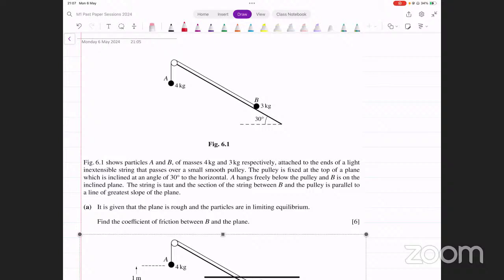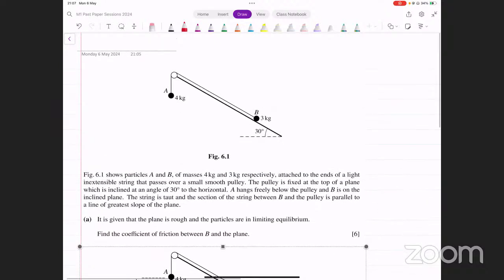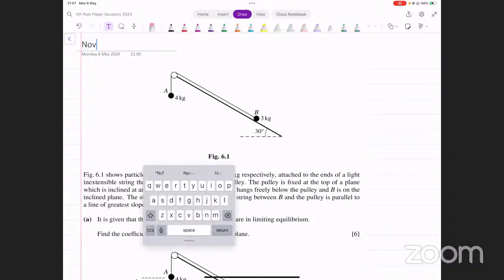Okay, let's try this one. So this is from November 2022, paper 4, variant 1. Let's write that here.